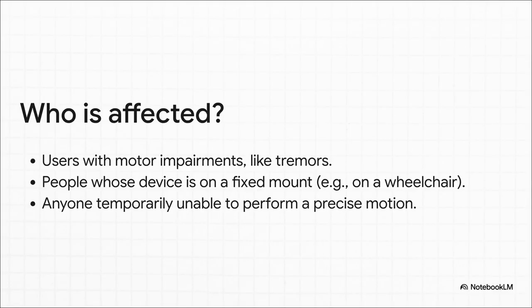Well, imagine someone with a motor impairment, like tremors. For them, a shake gesture could be going off constantly by mistake, or be impossible to do when they actually need it. Or think about someone whose phone is attached to their wheelchair. They can't just pick it up and shake it. And it's not just about permanent disabilities. It could be any of us in any situation where we just can't make that specific motion.